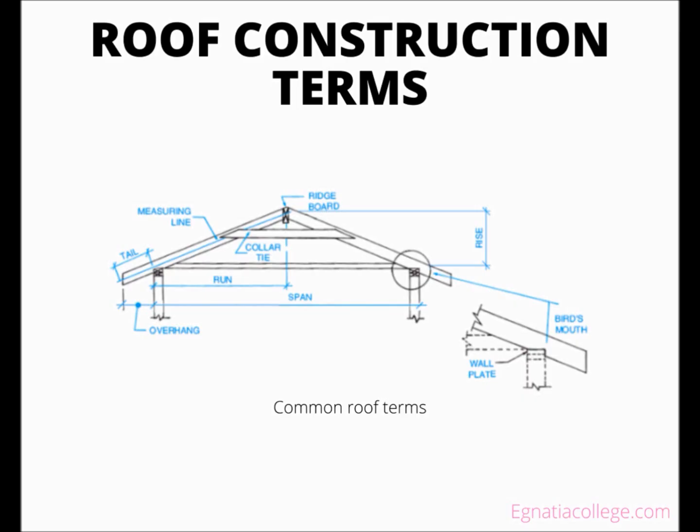The measuring line is an imaginary line along which all roof dimensions are taken. The measuring line of a rafter is a line parallel to its edges and passing through the deepest part of the bird's mouth. A bird's mouth is a notch cut in the lower edge of the rafter to fit around the top of the wall. The ridge board is the horizontal member to which the upper ends of the rafters are connected.